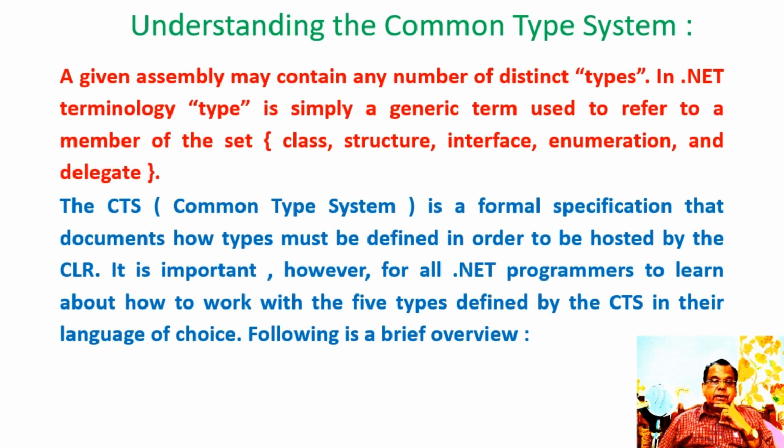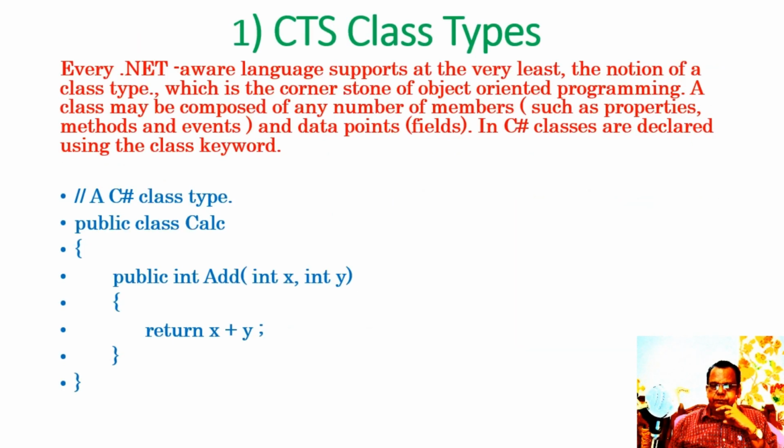Now look. We already saw that there are 5 such types. The first one is the class type. We will go through each type one by one. First, CTS class types.